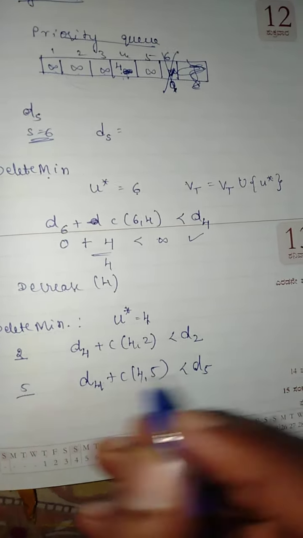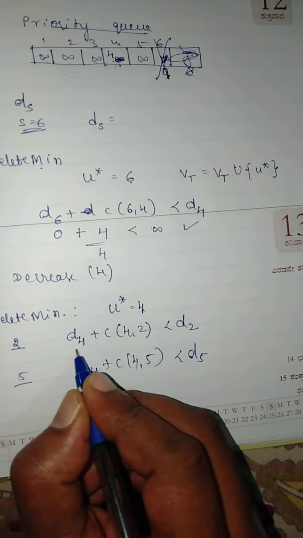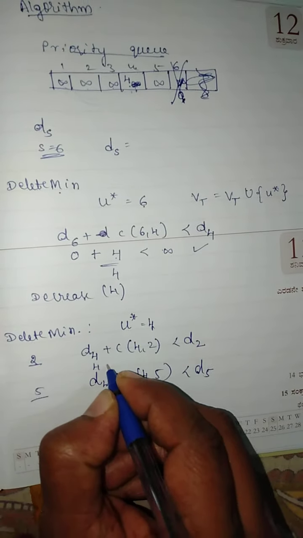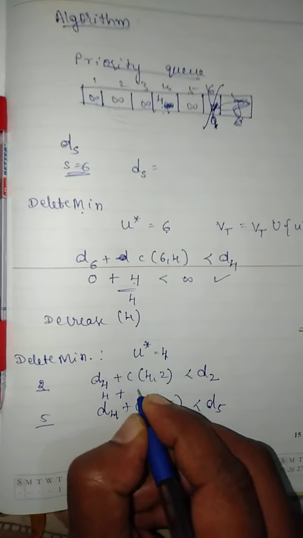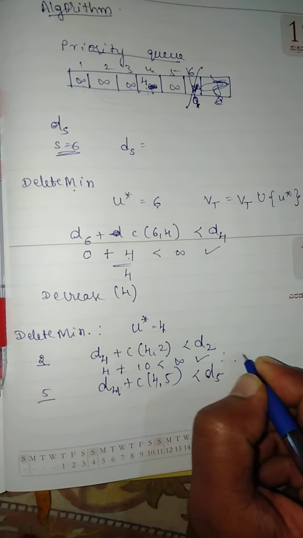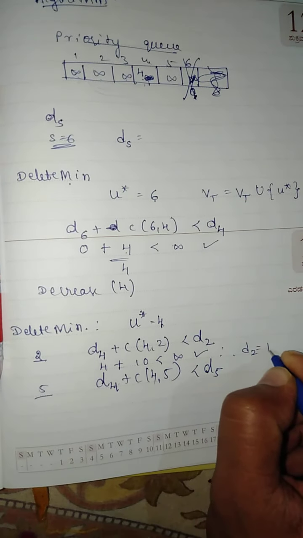Right. So what is the distance to 4 right now? It is 4. So 4 plus cost from 4 to 2, which is 10. Is 14 less than infinity? Yes. Therefore update d2 to 14.